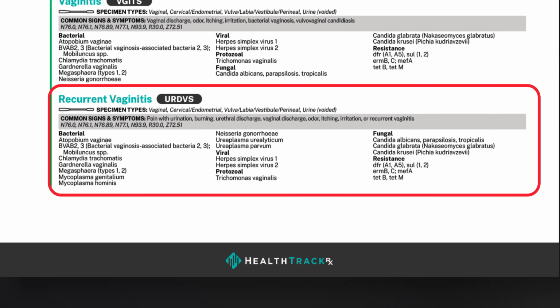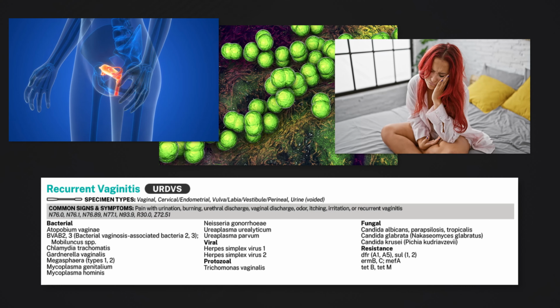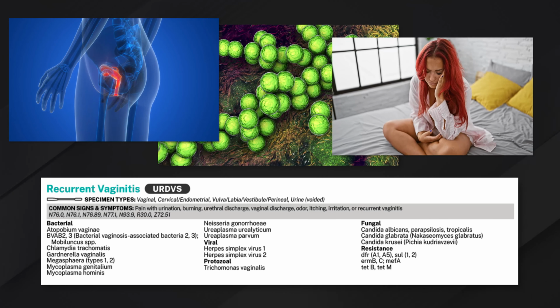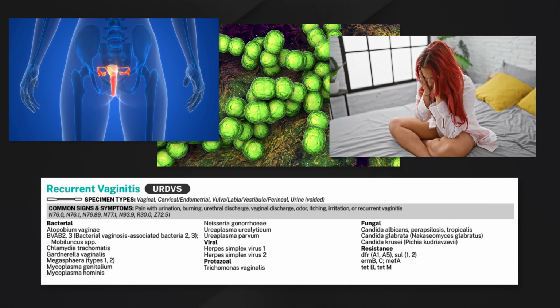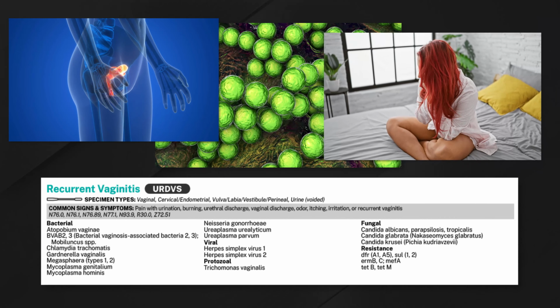For patients with recurrent or chronic vaginitis with standard symptoms, the recurrent vaginitis menu includes the pathogens on the base vaginitis panel, as well as mycoplasma and ureaplasma species, which can sometimes be associated with recurrence.